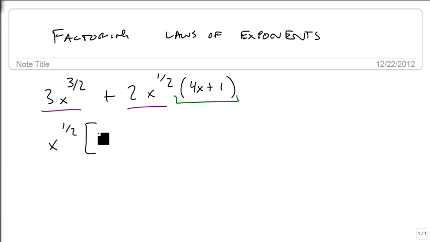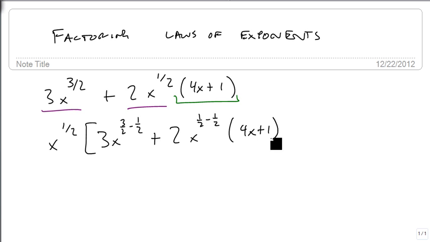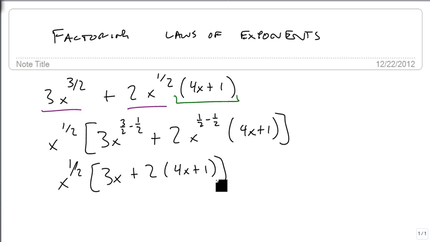going to leave 3x to the 3 halves minus 1 half plus 2x to the 1 half minus 1 half, because we're subtracting it out. And then the 4x plus 1, of course, stays alone because we didn't touch it. Now 3 halves minus 1 half is 2 halves, and 2 halves is 1, so we end up with 3x plus 2 times x to the 1 half minus 1 half, which is x to the 0, and anything to the 0 is 1. So we're left with the following.